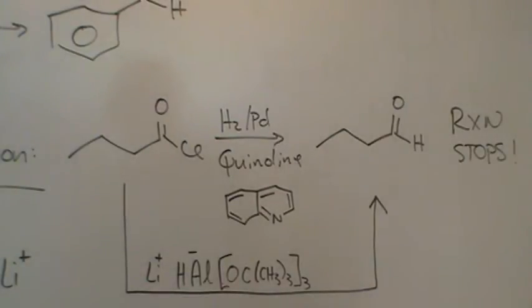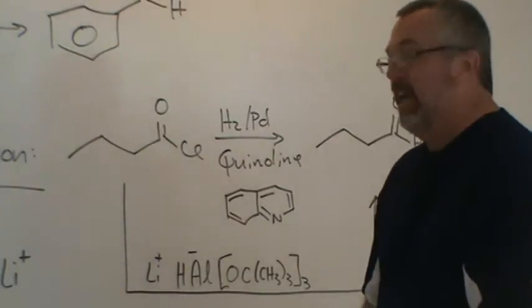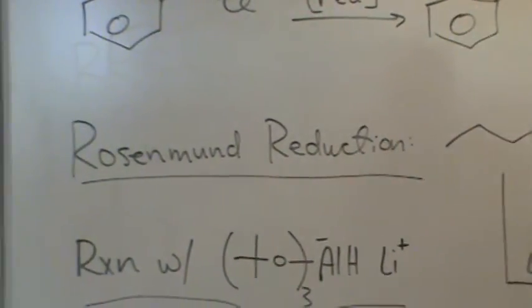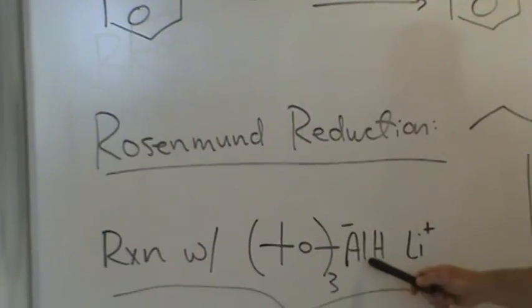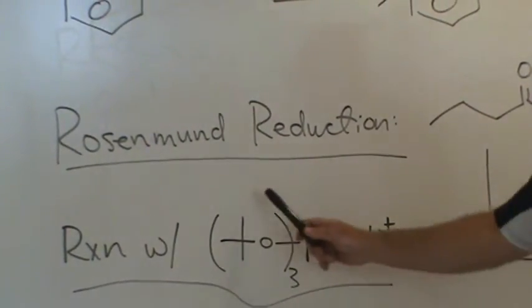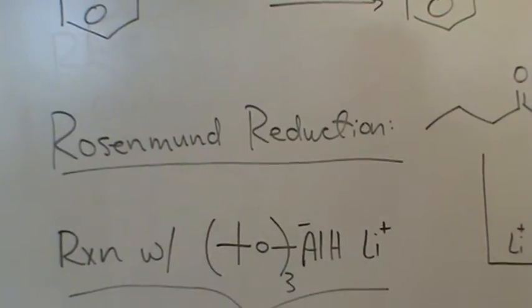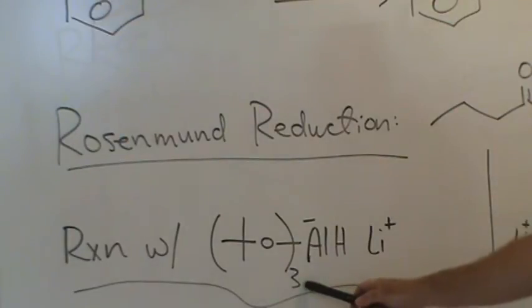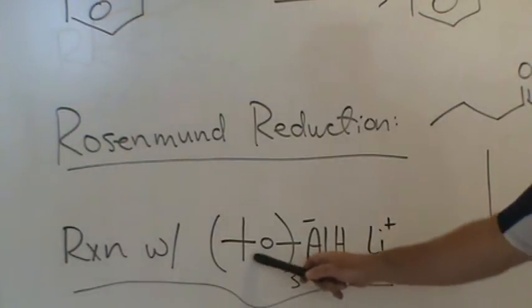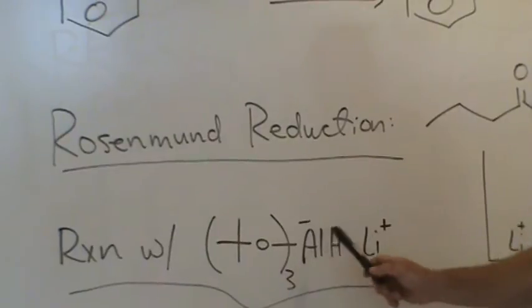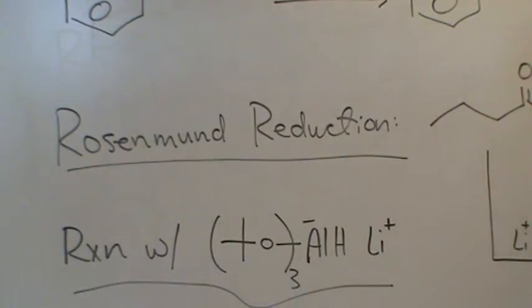There's a second way to do the same thing. This one uses an aluminum hydride, a metal hydride. There it is, aluminum hydride. But it's not lithium aluminum hydride, in which case the aluminum has got 4 bonds to hydrogen. It's only got 1 bond to hydrogen, and the other 3 bonds are to this very bulky T-butoxy group. So this is a tri, because there's 3 of them, tri-T-butoxy aluminum hydride. The lithium is the cation still, so it's a lithium tri-T-butoxy aluminum hydride. That's a mouthful to say.